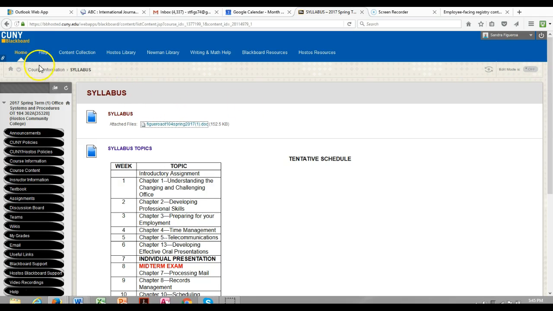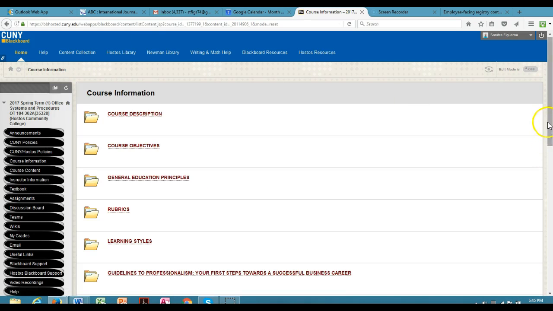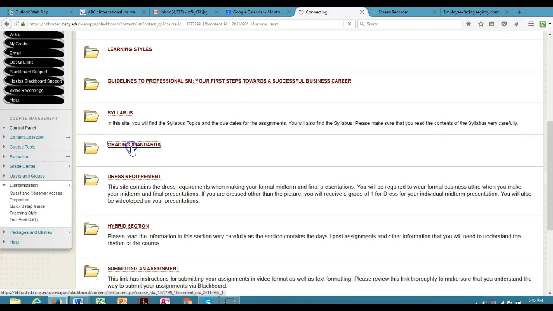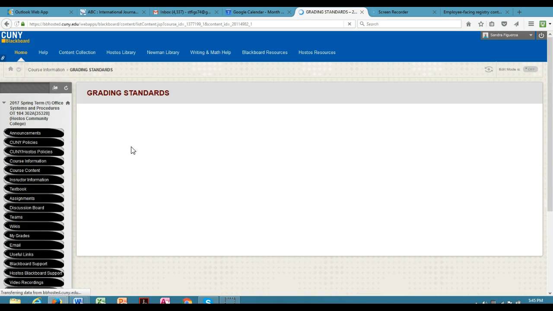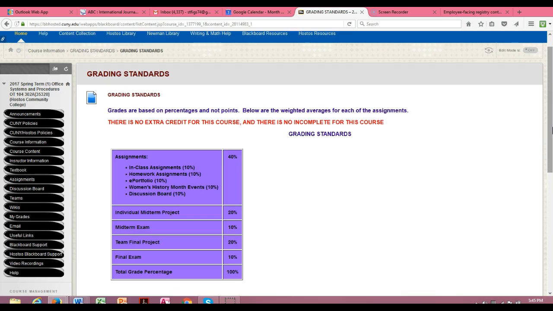Okay. So we go back up to course information, and let's take a look at our grading standards. All right. Which is what I'm sure all of you are concerned about. In grading standards, you will notice that I have told you that your grades are based on percentages and not points. Below are the weighted averages for each of the assignments. There is no extra credit for this course. You will ask me for it at the end of the semester if you're not getting an A in this course, and I'm expecting everyone in this class to get an A in this course, no exception. All right, I don't even want to know about an F. F is for Figueroa. That's the first letter of my last name.